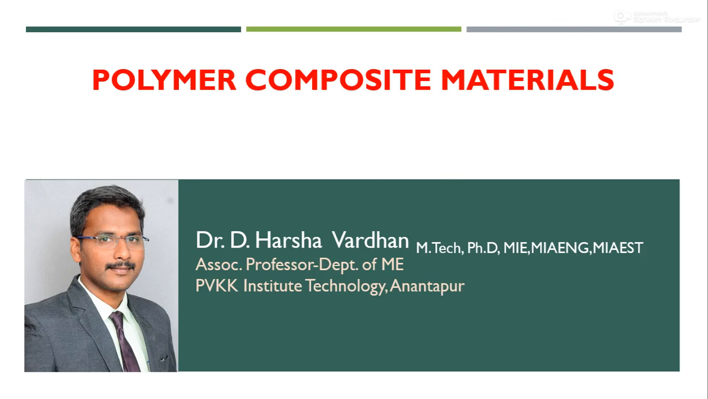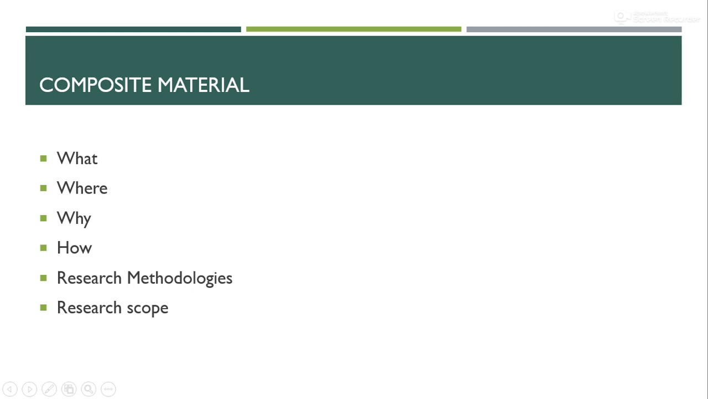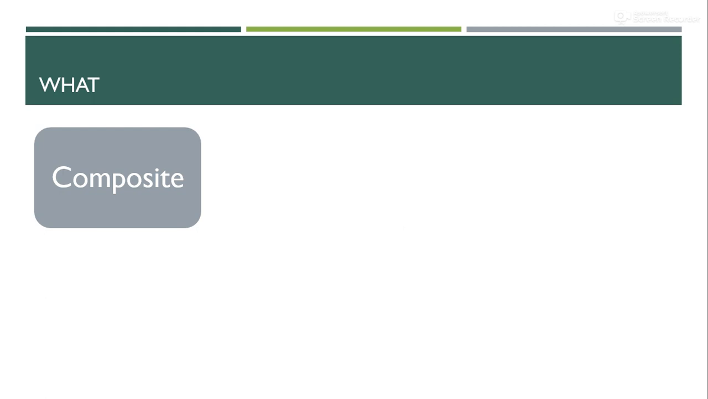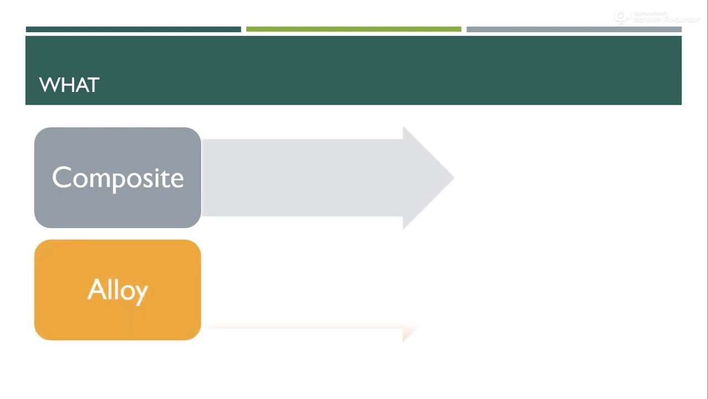Dear all, welcome to the material science class. Today's topic is polymer composite material. Here in the polymer composite material, today we are going to learn what, where, why, and how. These are the four factors we are going to learn in today's class. Next we will see research methodologies and research scope, and we will see the composite and alloy.